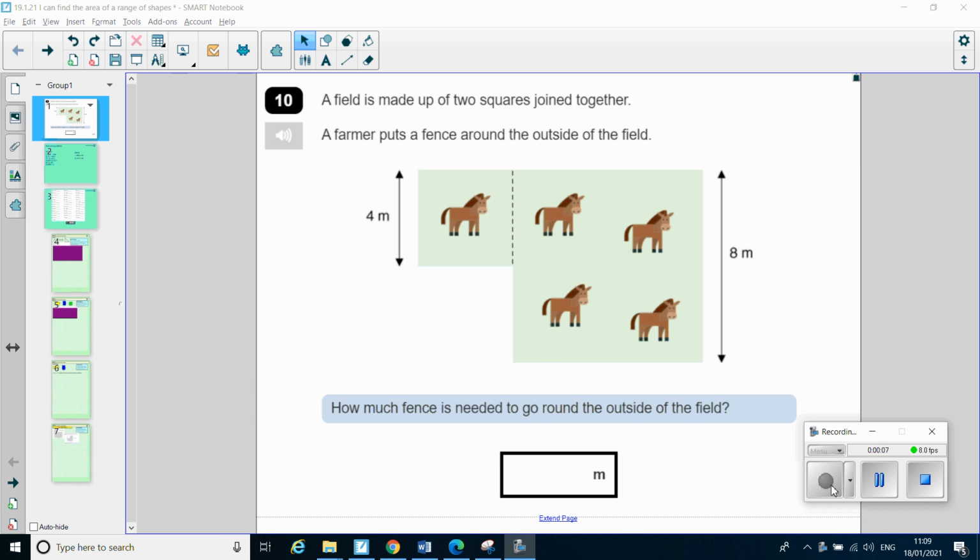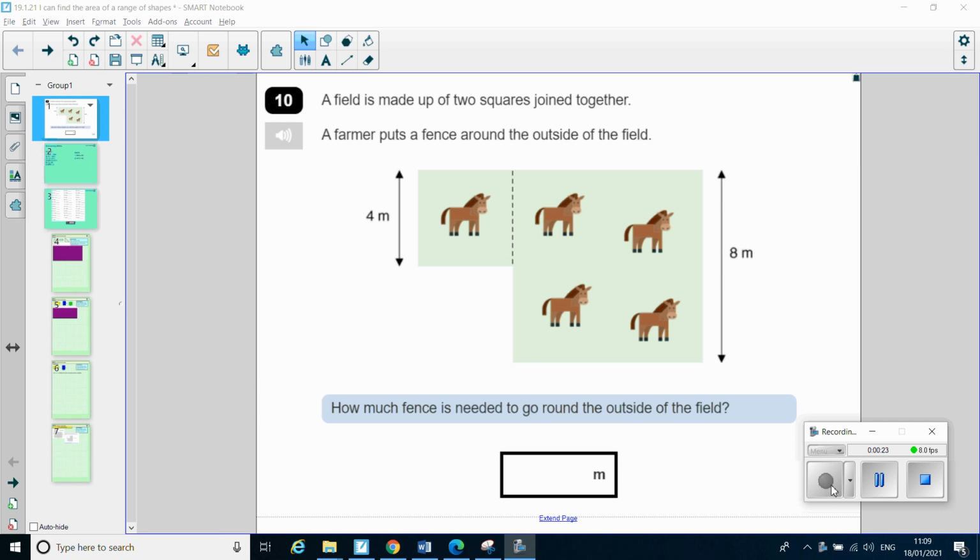Yesterday we had a look at the perimeter of shapes. Today for the main part of our lesson we're going to be having a look at the area of different shapes. To start off with, I'm just going to start off with one of the questions that you had a go at on maths.co.uk yesterday.